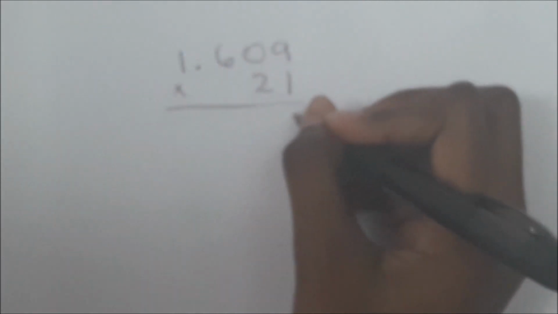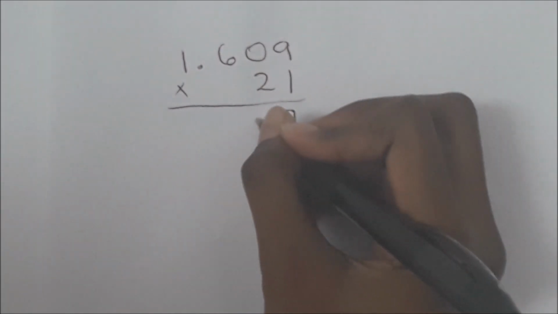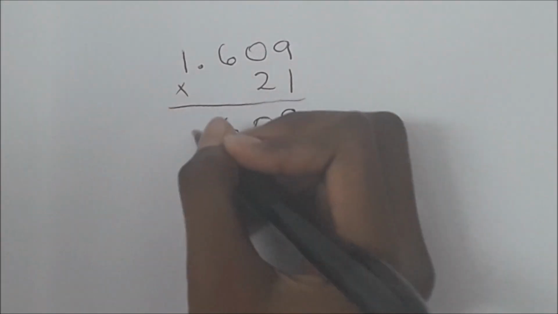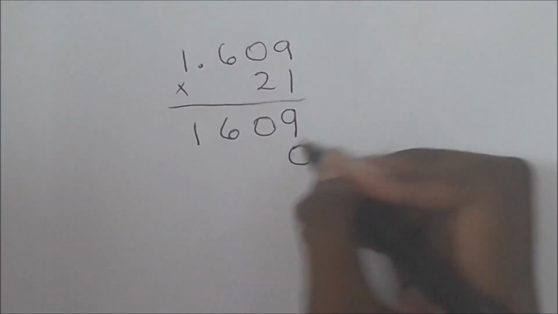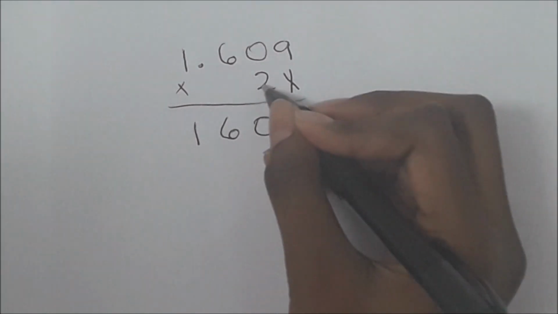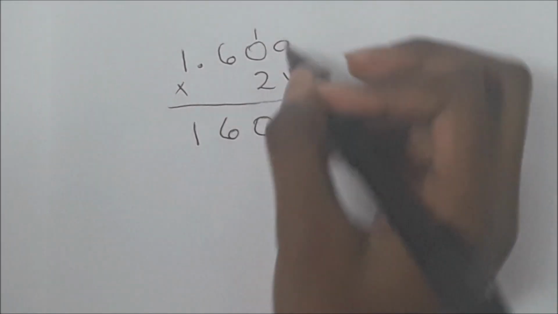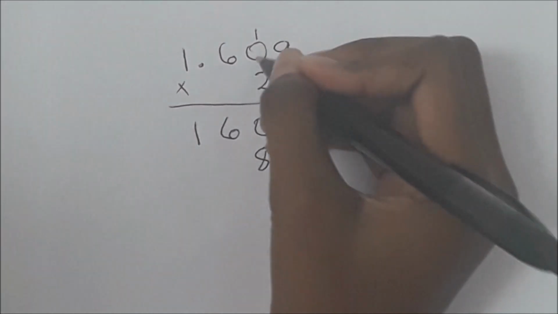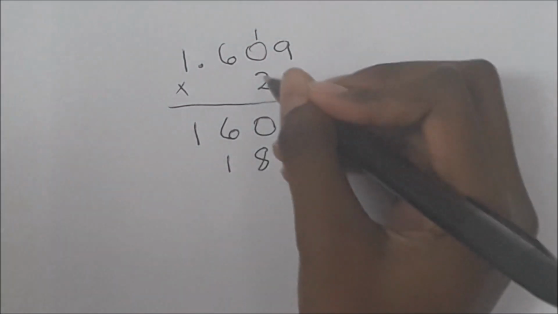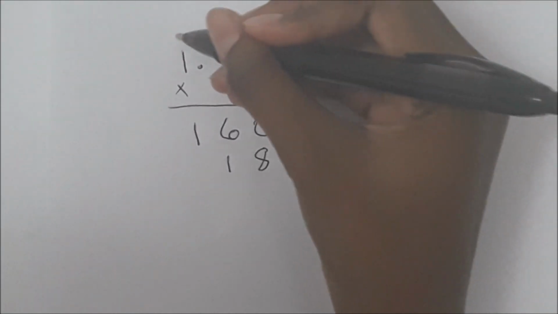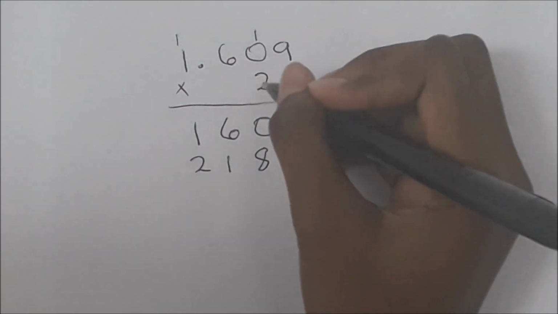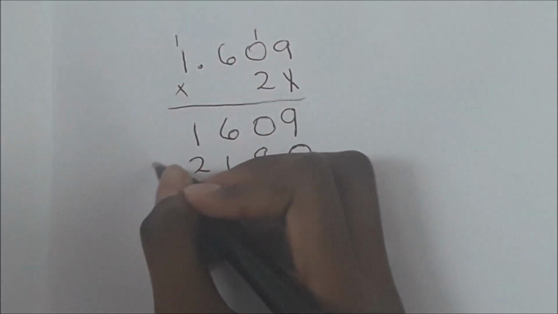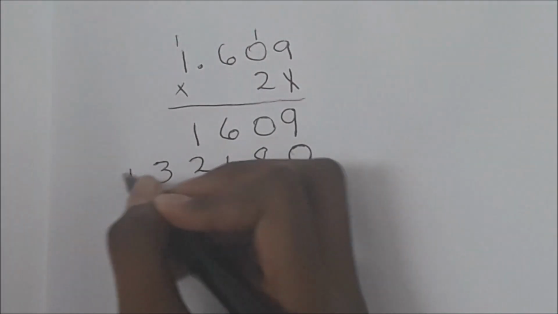1 times 9 is 9. 1 times 0 is 0. 1 times 6 is 6. And 1 times 1 is 1. Add a 0. Cross out the 1. 2 times 9 is 18. 2 times 0 is 0. 0 plus 1 is 1. 2 times 6 is 12. 2 times 1 is 2. And 2 plus 1 is 3. Then add.